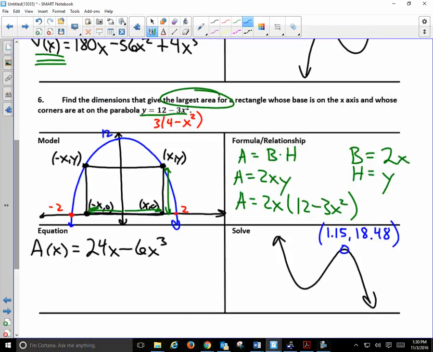Okay, it's time to answer the question. The question is find the dimensions. So what's the base? Excellent try, but not quite. 2.3, you got to double it.